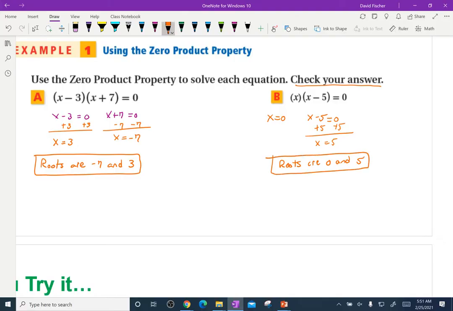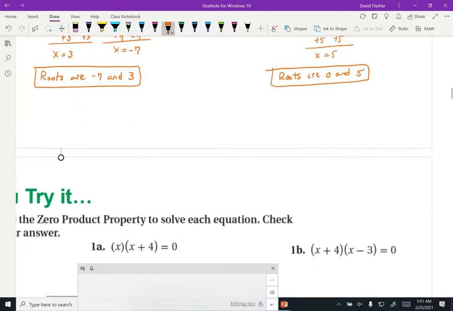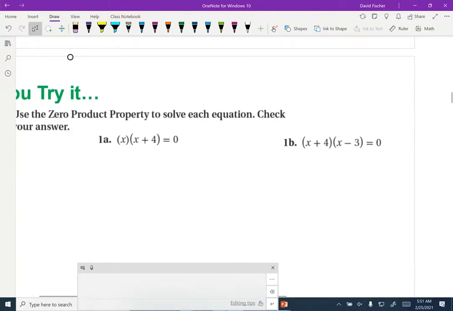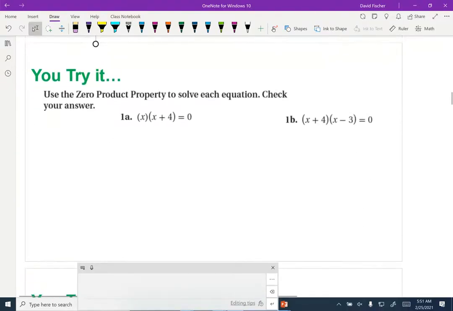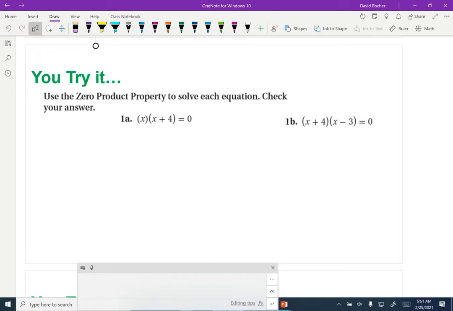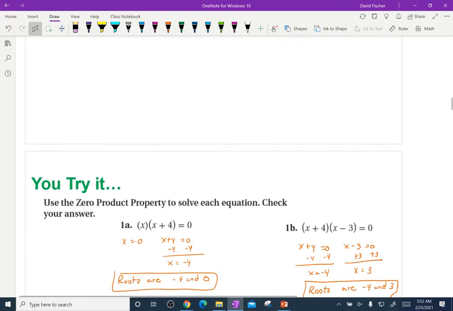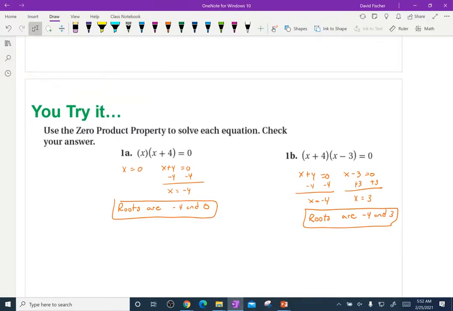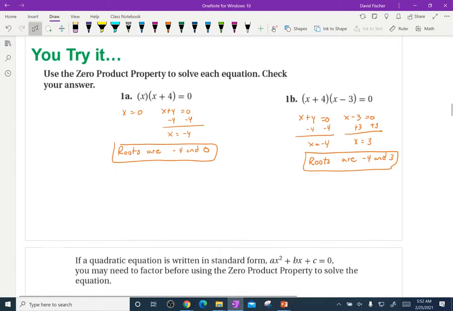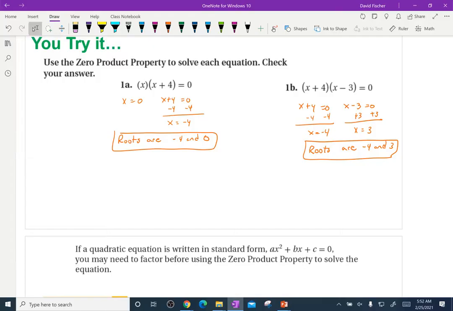Okay, let's go down and let you try it now. These are nice easy ones because they already have factored it out for us. So that's kind of nice. All right, so pause it, factor those, get my roots, and then come on back. All right, let's see how you did. These were the easy ones because they already did half the work for us. I got a -4 and 0, a -4 and 3.